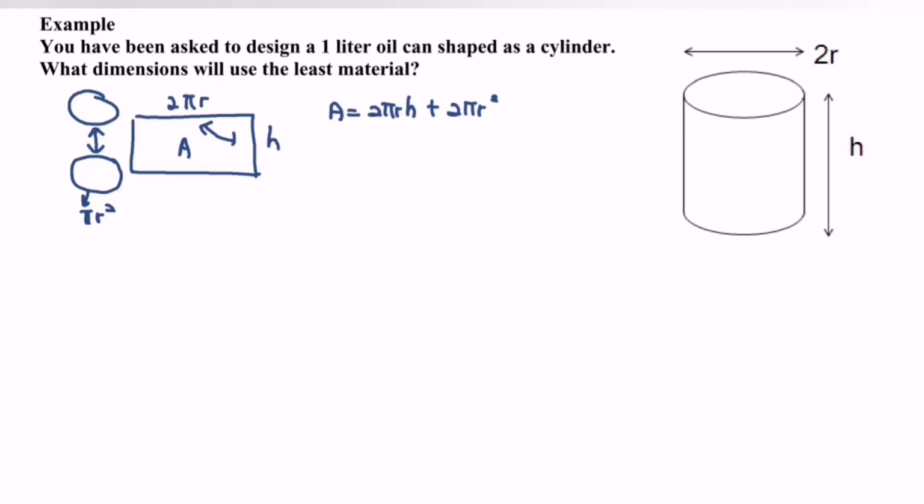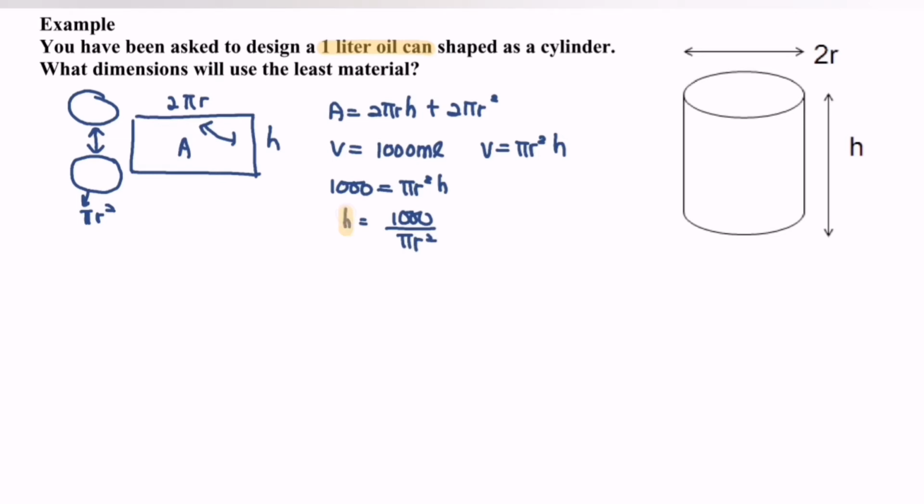Next, from the information given, 1 liter oil can refers to a volume. So in here, the volume is equal to 1000 ml or 1 liter. The formula for volume would be V equals pi r squared h. So from here, we are going to have a single variable, meaning express A in terms of r or h. By using the information given for the volume, we will have 1000 equals pi r squared h. In order to express it in a single variable on the right hand side, let h equal 1000 over pi r squared.